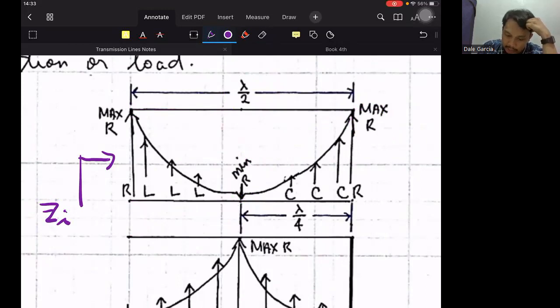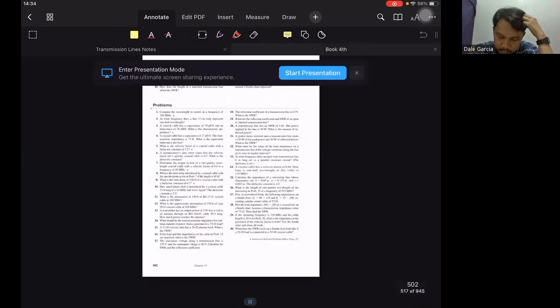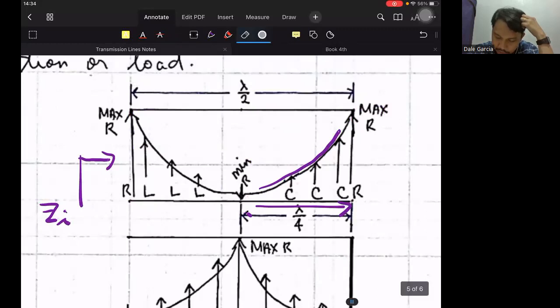So if the length of our matching stub is anywhere between 1/4 to 1/2, its response is capacitive of increasing value. So before I go further, any question?